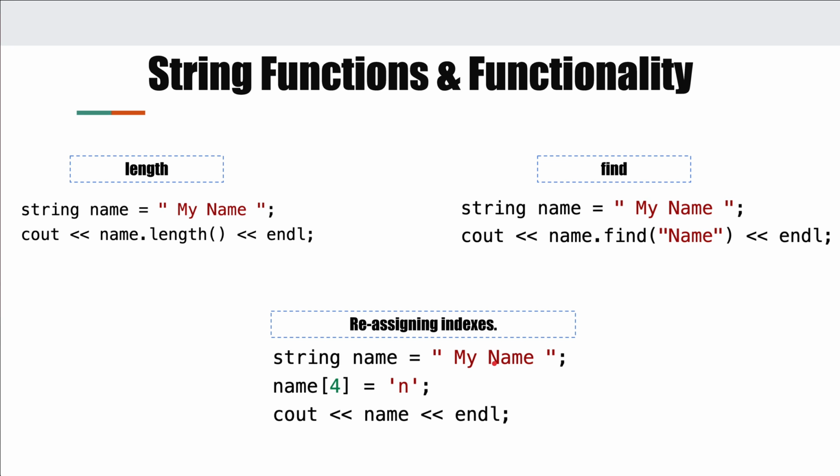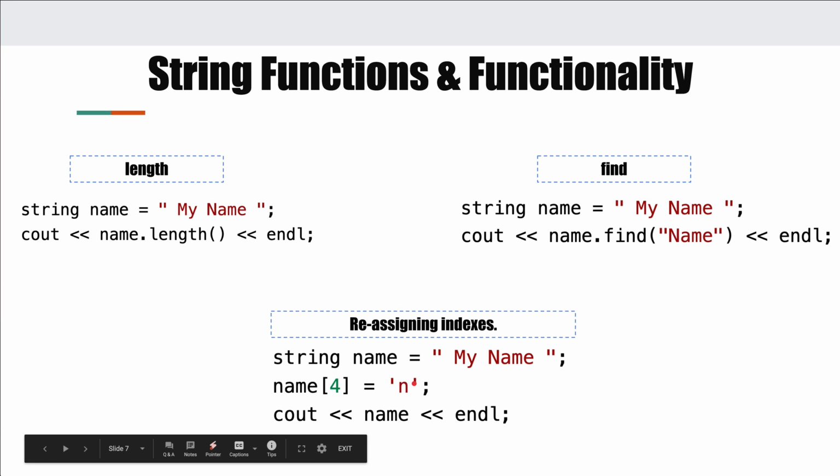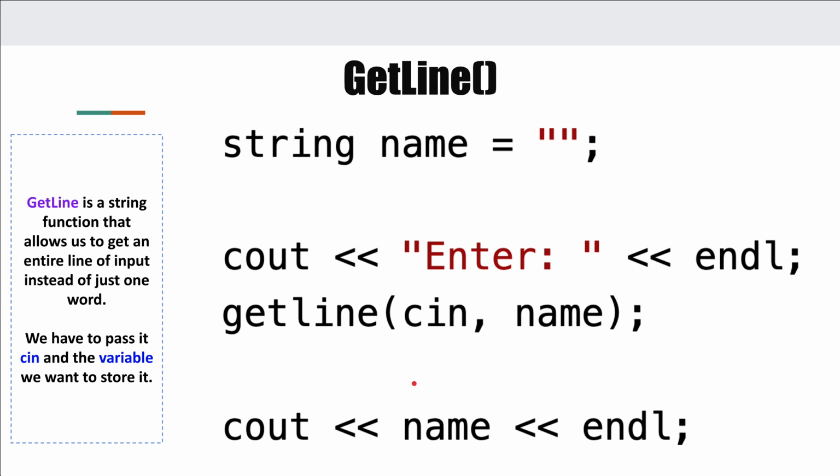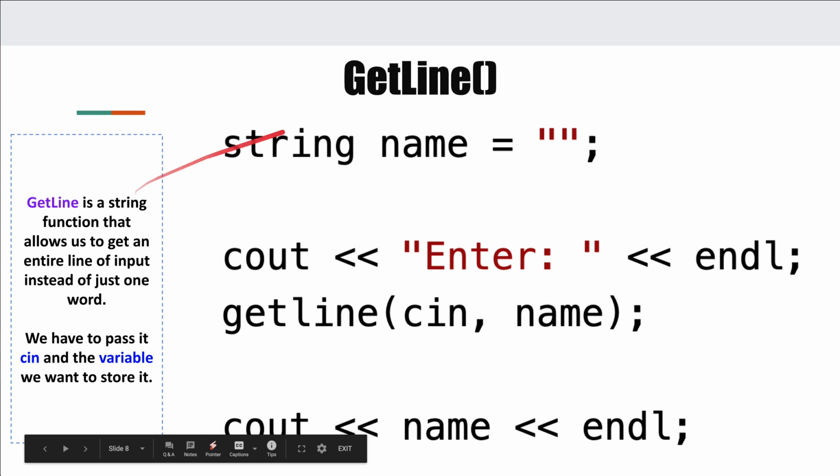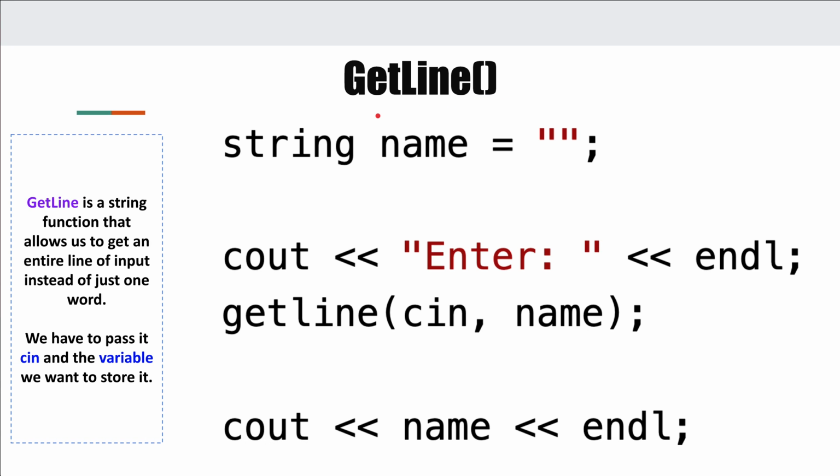Now, there is a term for this. There's the term mutable and immutable. Immutable means it can't be changed. Mutable means it can be changed. Strings are mutable because we can change them. And then one more thing, and then we'll get back to doing some code on this, is something you've probably been looking for, the getline function. This is another one built into C++.